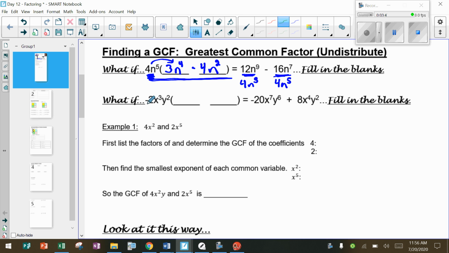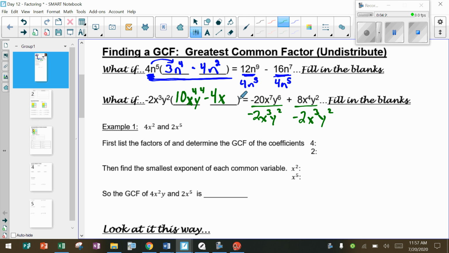So what we're going to do is take the GCF and divide it into each term. Divide the numbers, subtract the exponents, and do that for both. 8 divided by negative 2 is minus 4. Subtract the exponents. And if the exponents match, that means they cancel out and there's no more y written.